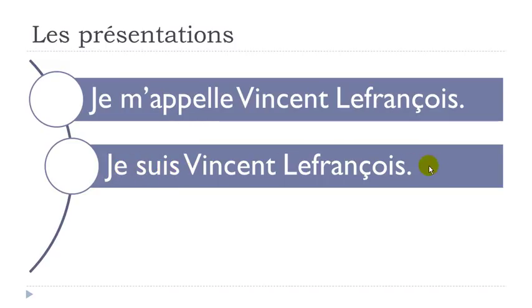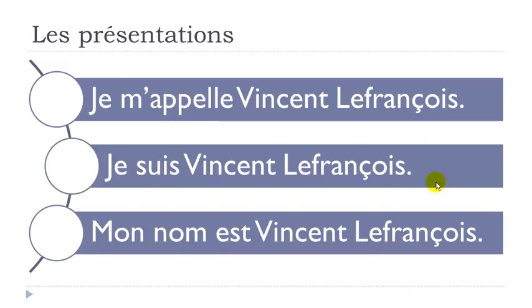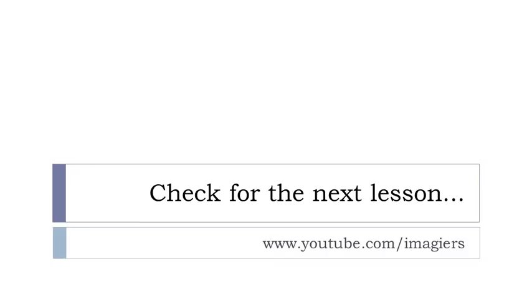Je suis Vincent Lefrançois. And then, third option, mon nom, my name, okay? Mon nom est, is, mon nom est Vincent Lefrançois. Okay, so let's see them one more time. Je m'appelle Vincent Lefrançois. Je suis Vincent Lefrançois. Mon nom est Vincent Lefrançois. Okay, so now you can present yourself or ask the name of someone.